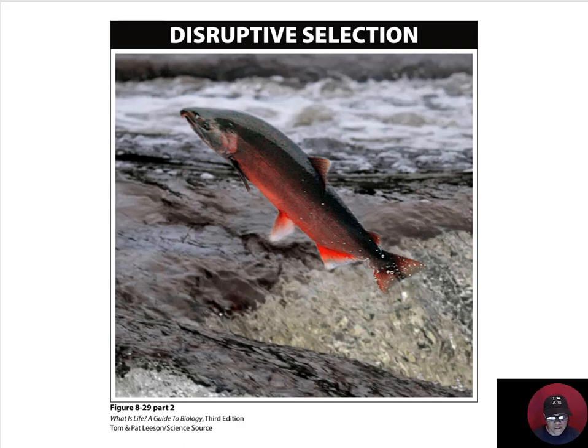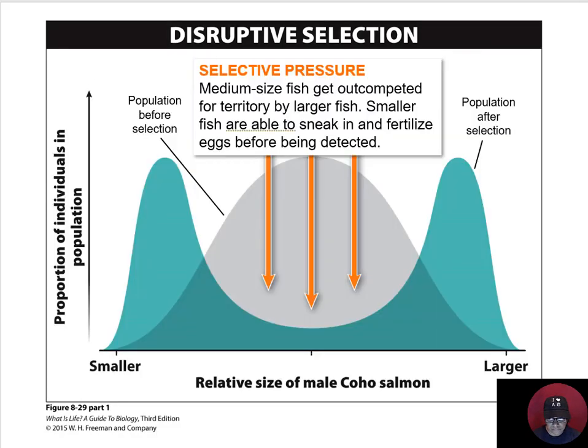But there's something called disruptive selection as well. And here's how that works. So disruptive selection is actually kind of funny, actually. So here we've got this population of individuals. These are the salmon. This is the relative size of male coho salmon that we're looking at. And here we've got the smaller male coho salmon. And here on the X we've got the larger male coho salmon. Now, here we go.